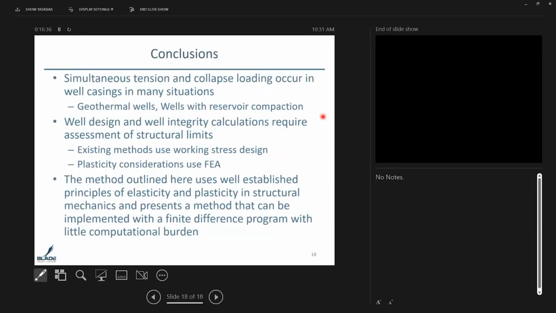And in conclusion, simultaneous tension and collapse loading occur in well casings in many situations, such as geothermal wells and wells undergoing severe compaction. And though well design and well integrity calculations require the assessment of structural limits, and there are methods using FEA, we need a faster method. And so what we did was come up with this simpler algorithm that uses fairly well understood classical methods of elasticity and plasticity.